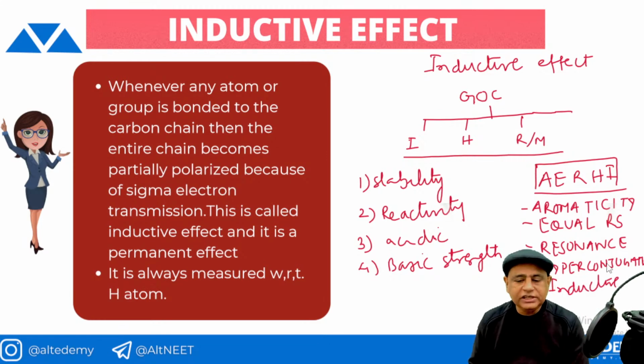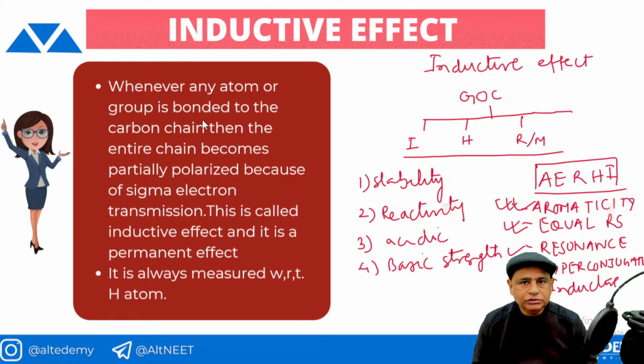As far as strength is concerned, it is in this order. Aromaticity has the maximum strength, then comes the equal RS case, then resonance, then hyperconjugation, and then the inductive effect. As a matter of fact, the inductive effect is the weakest effect. Still, it is very important. Okay.